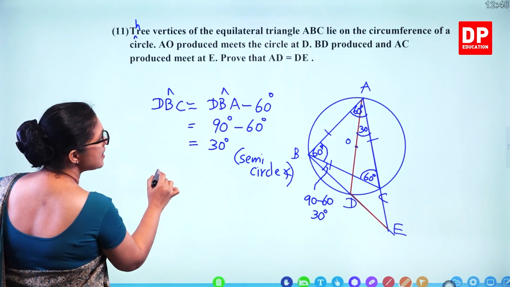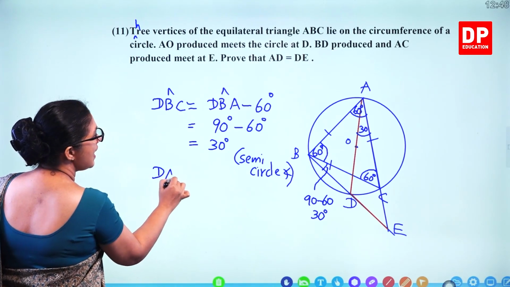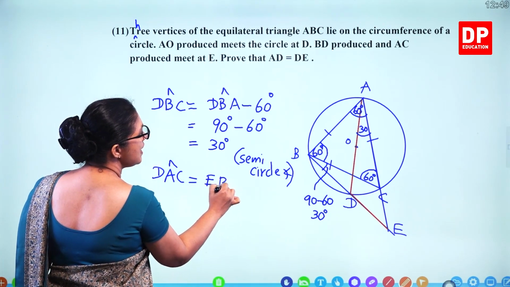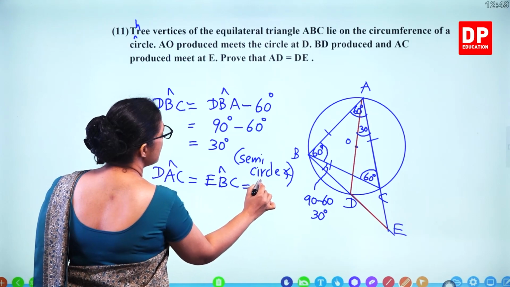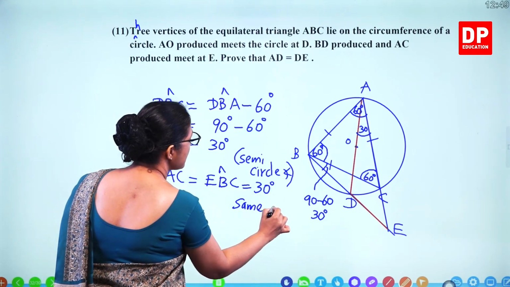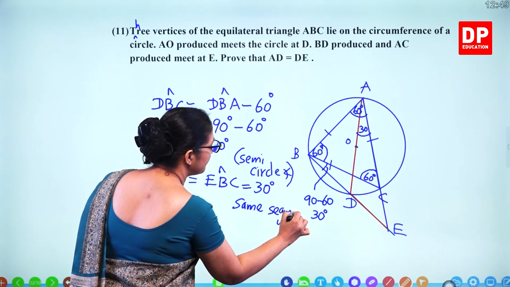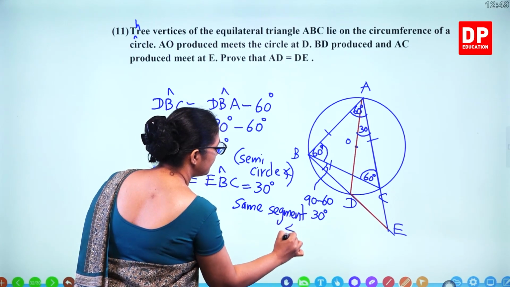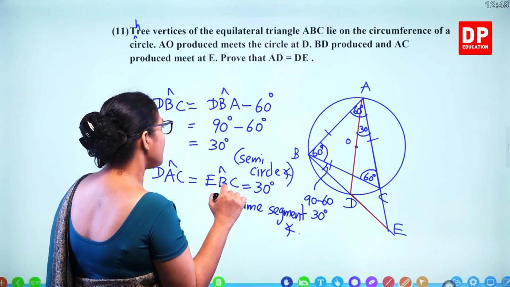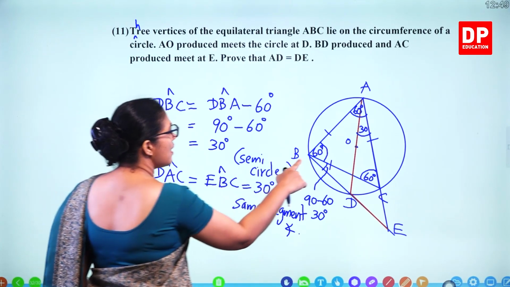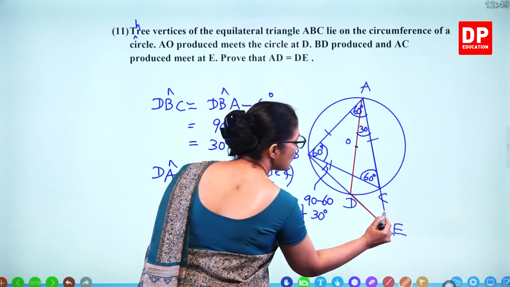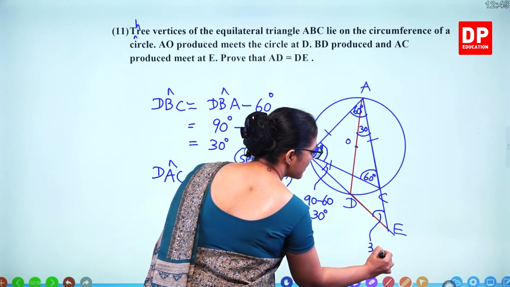So you can write DAC angle is same as EBC angle, 30 degrees, same segment angle. So that's 30. Then according to the exterior angle, this is 60, this is 30. So this is also 30 degrees.